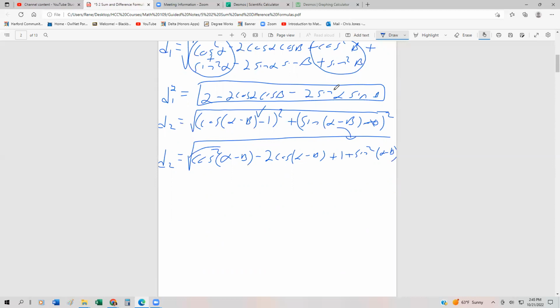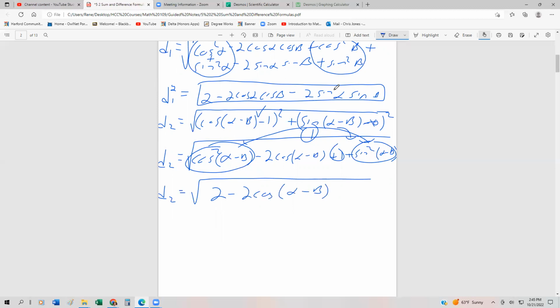Now, just like before, notice that we have a cos squared and a sine squared. Even though the interior is an angle like alpha minus beta, it doesn't matter as long as they're the same. So if we had cos squared of theta plus sine squared of theta, that's always going to be 1. And then we have this 1 plus 1, which is going to be 2. So d sub 2 is going to be equal to the square root of 2 minus 2 cos of alpha minus beta, right? And then finally, just like we did before, we can square both sides, and we're left with this expression.